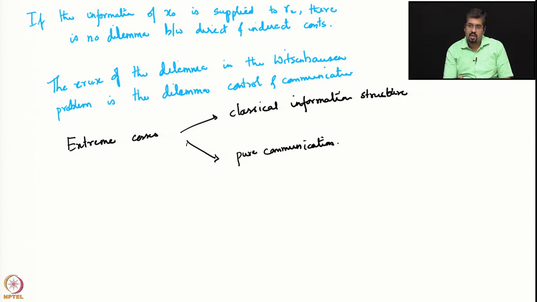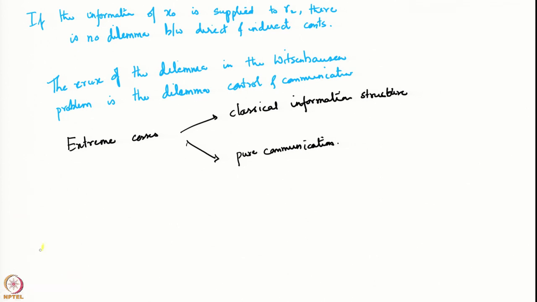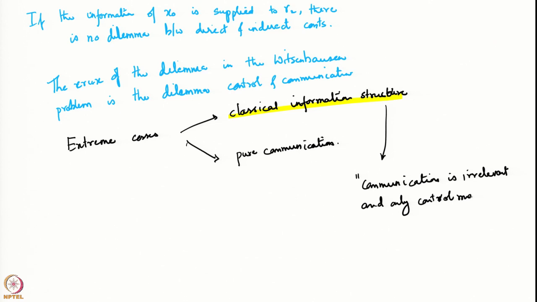So, in this classical information pattern, the communication aspect is irrelevant and only control matters. So, the controller can focus on only control. In the other extreme case, which is the case of a pure communication problem, control has no importance, has no relevance, and only communication matters.